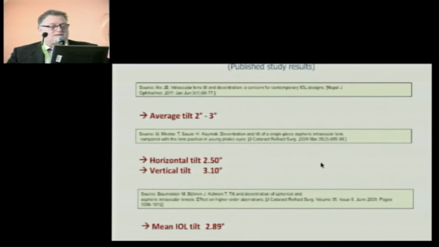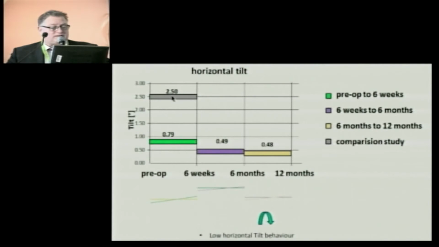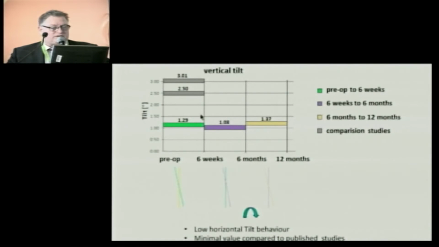Tilt, there are not so many studies on this, but several degrees have been reported, but it's always difficult how to measure it. But this German group did a really big effort to measure it very well. And here we also see that it's much less. We differentiate between horizontal and vertical tilt, and this way the lens is really very stable in the capsulotomy. Here the vertical tilt. This is the comparative group. This is results.